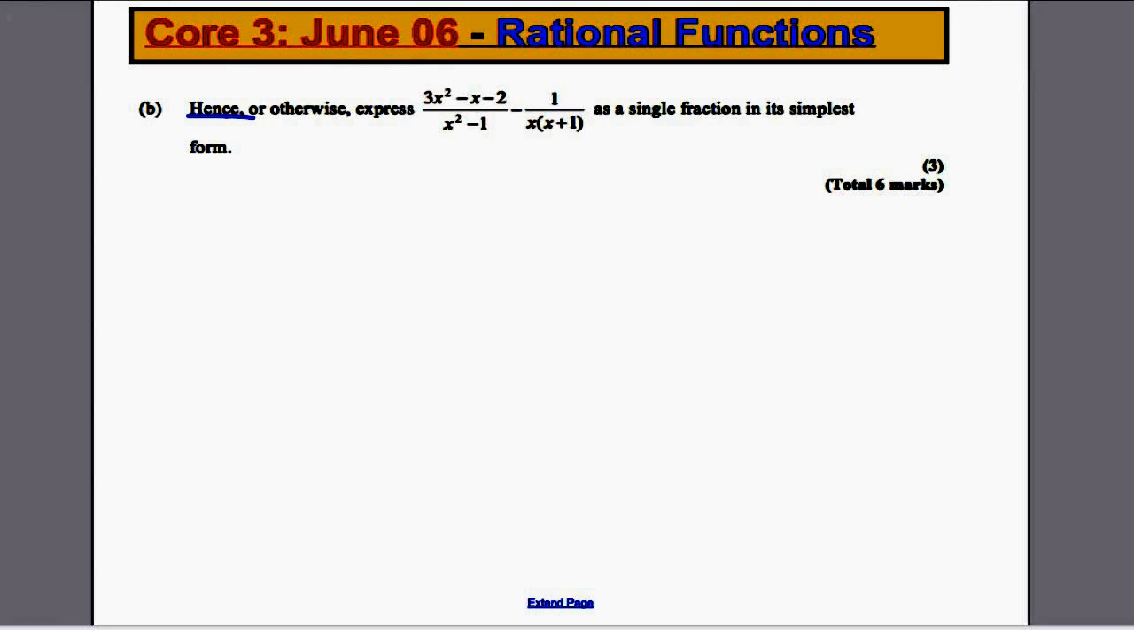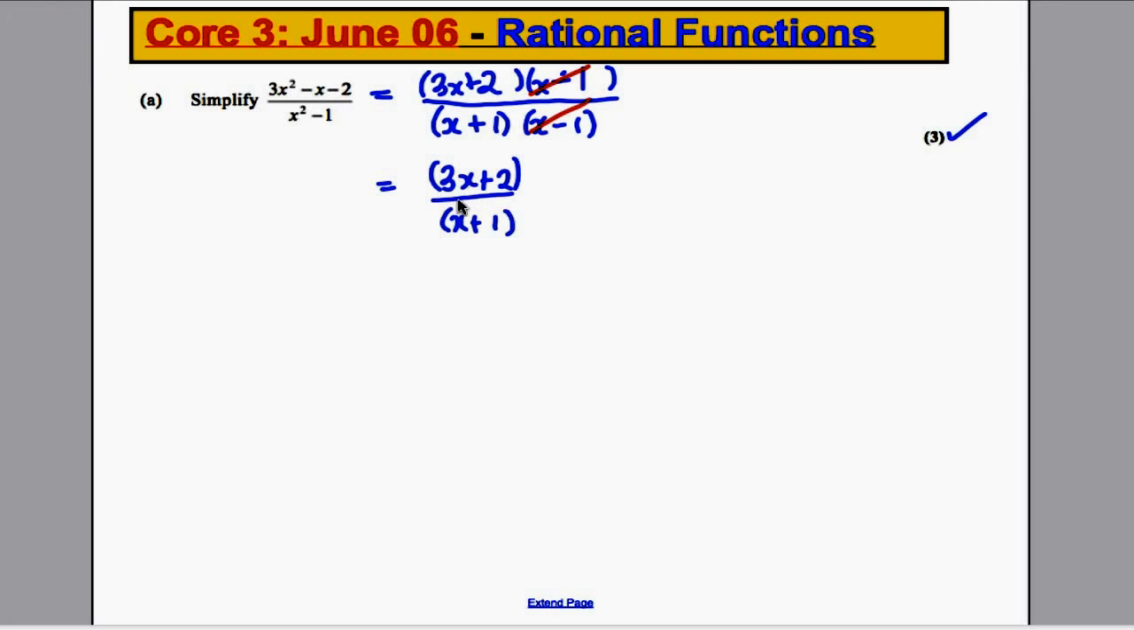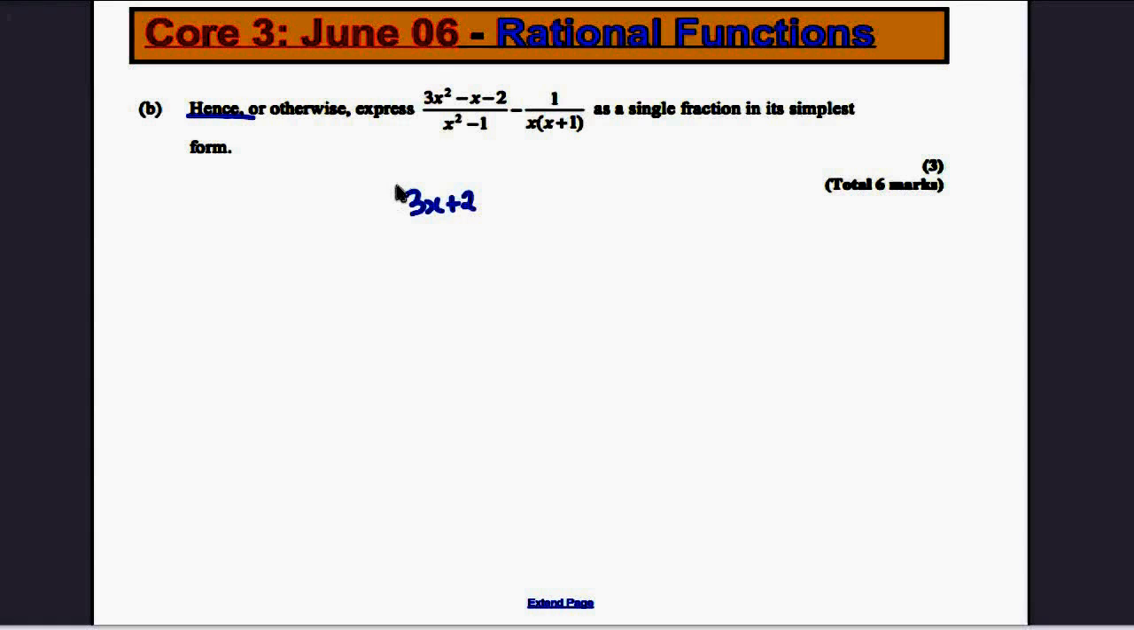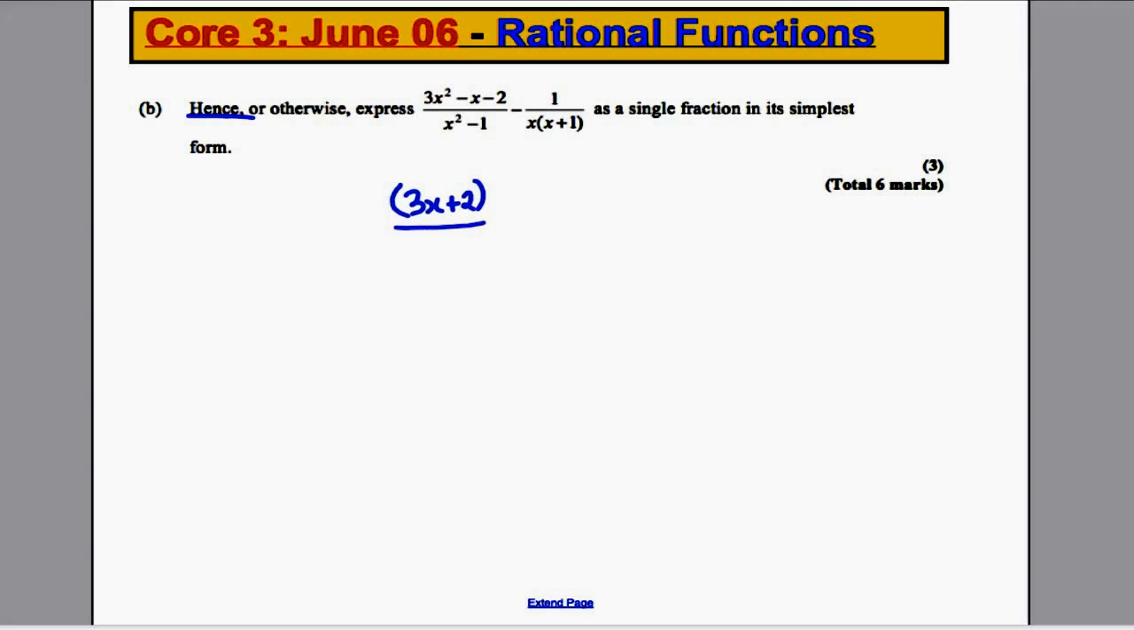Well, we can see that we have already simplified the first part of the fraction as 3x plus 2 over x plus 1. So this here can be written more simply as (3x plus 2) over (x plus 1). We're subtracting 1 over x plus 1. Okay? Now, we're subtracting fractions. We can only do this if the denominators are the same. So they've currently both got a factor of x plus 1 in them.